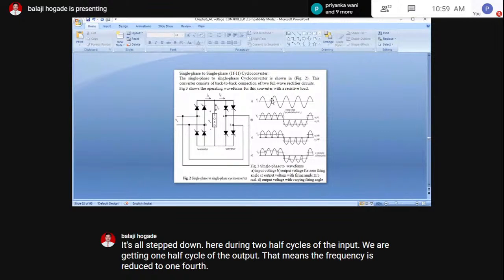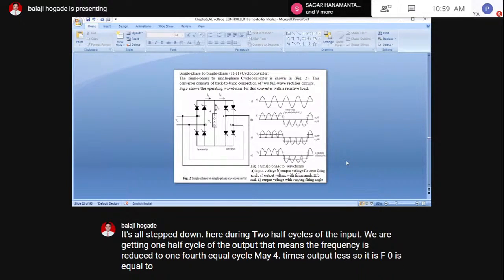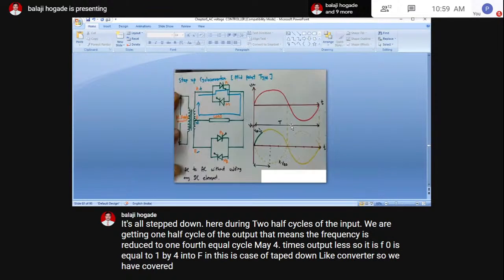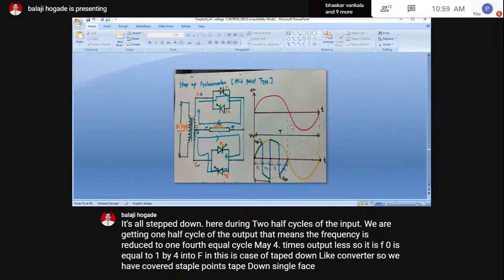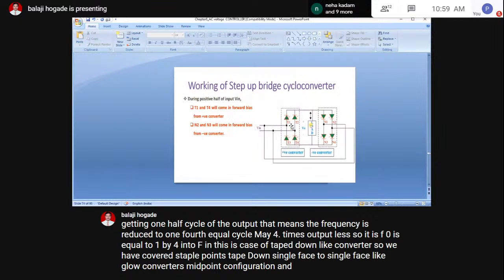That means the frequency is reduced to 1/4. In one full cycle, we get 4 times less output. So F0 is equal to 1/4 into Fin. This is the case of the step down cycloconverter. So we have covered step up and step down single phase to single phase cycloconverters, midpoint configuration and bridge configuration.